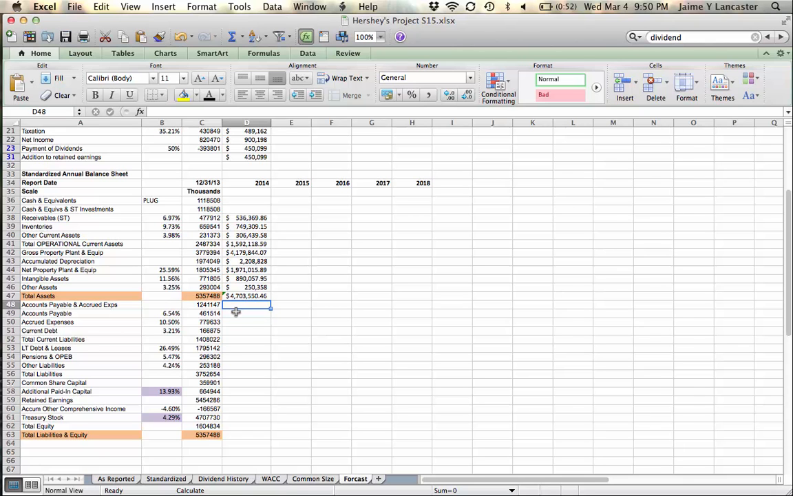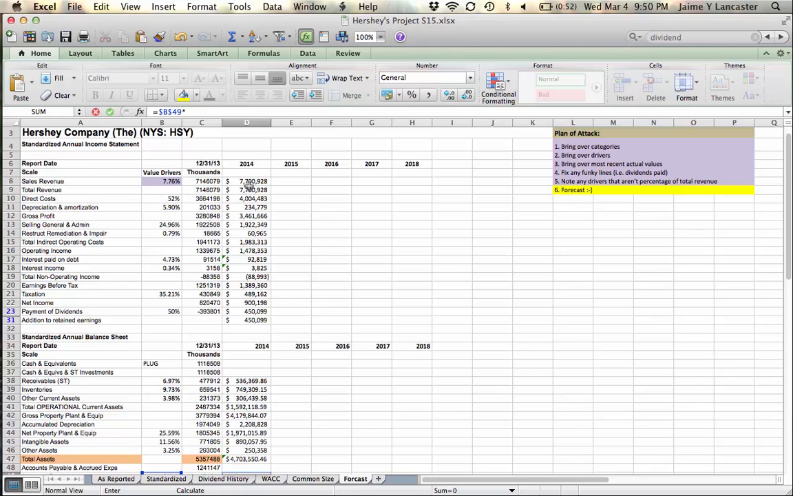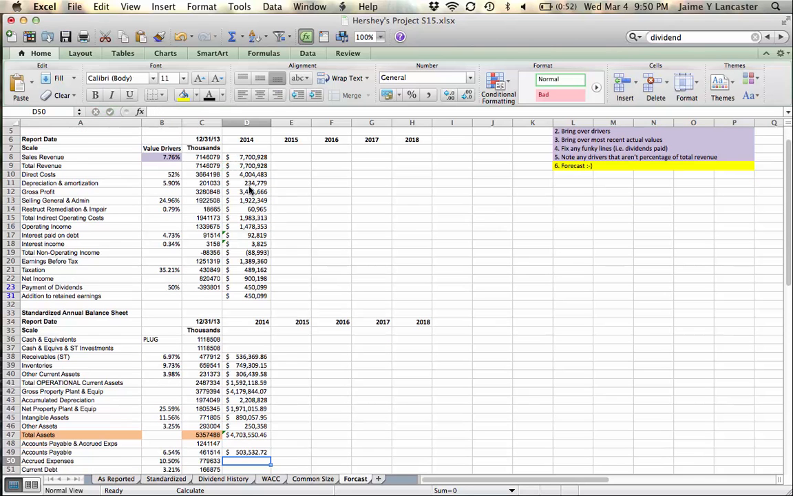Accounts payable and accrued expenses is a subtotal, but accounts payable is 6.54% of 7.7 million. Accrued expenses is 10.5% of 7.7 million, which means that accounts payable and accrued expenses is the sum total of these two items.